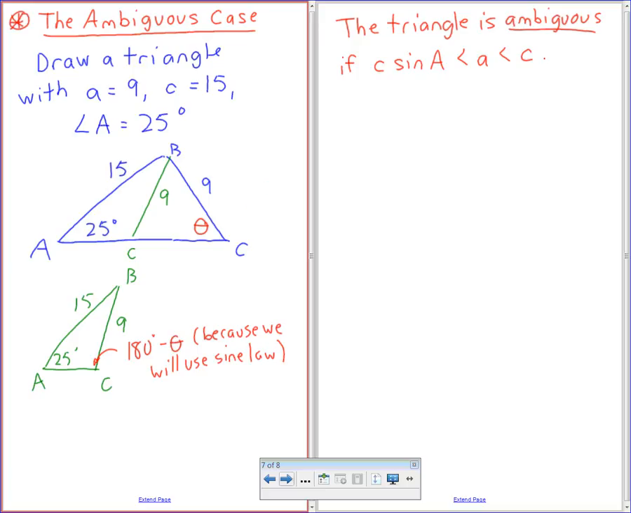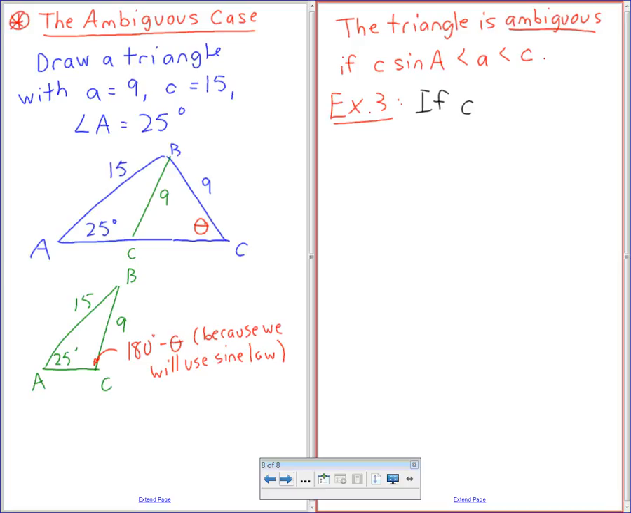There we go. Okay? Once you do two of these, you'll have no problem with life here. So here we go. Example 3. This is going to say, we're going to solve this actually. If side C is 15, A equals 9, and angle A equals 25 degrees, solve the triangle.